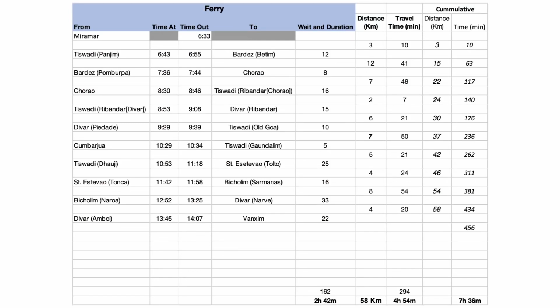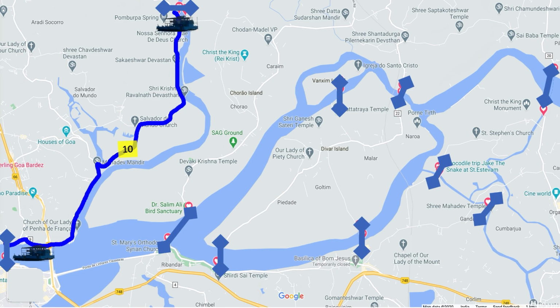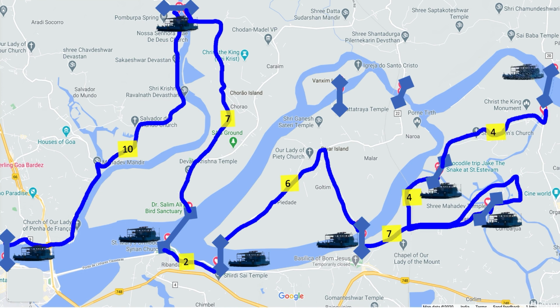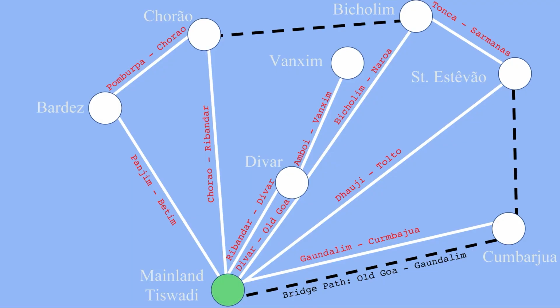It was a total of 58 kilometers and a duration of 7 hours 36 minutes. But I also had to get back, which made a total of 75 kilometers for the day and around 9.5 hours, 3 hours 11 minutes of which were just waiting for ferries. Here's what the actual route looked like. Also, I lost 2,240 calories from that trip.